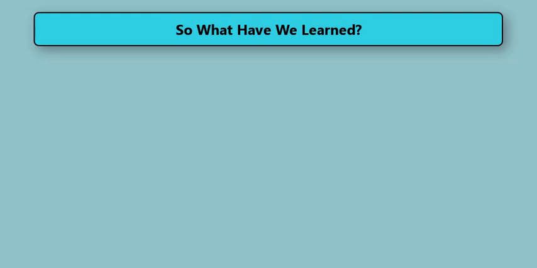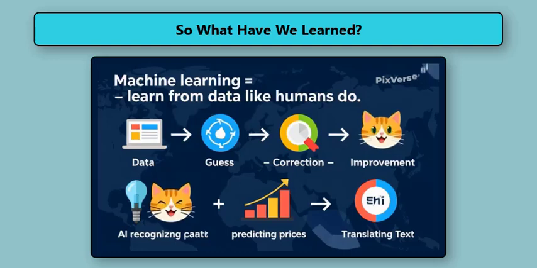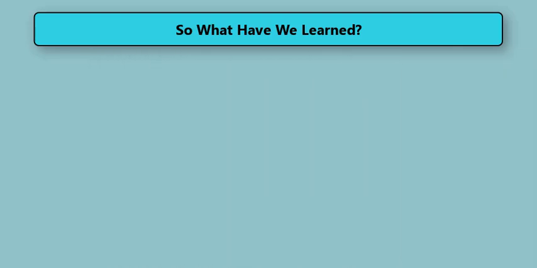So now let's sum up what we have learned here. Machine learning is basically a supercharged version of what humans do every day: see data, make guesses, get corrected, and gradually get better at recognizing patterns in the world.